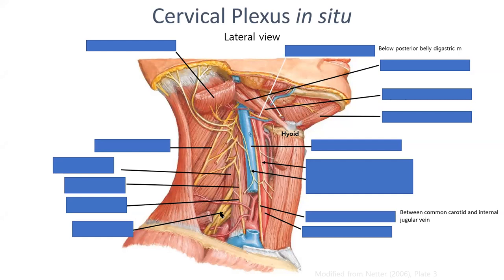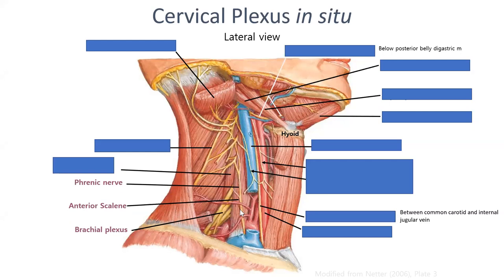All right, brachial plexus, we know this one. Okay, what is this nerve? Phrenic. Okay, what is this muscle behind it? Anterior scalene. Middle. Is it middle? Anterior. Where's the brachial plexus? So you've got your brachial plexus here. What's anterior to the brachial plexus? Anterior scalene. There you go. And of course, middle scalene.